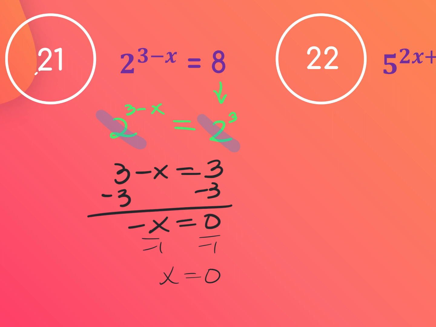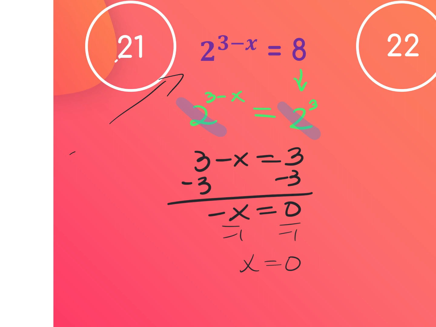So 0 can be an answer because if I plug it in up here, 2 to the 3 minus x, if I plug in a 0 for this x, it just becomes 2 to the 3rd, which equals 8, which is what I was looking for.